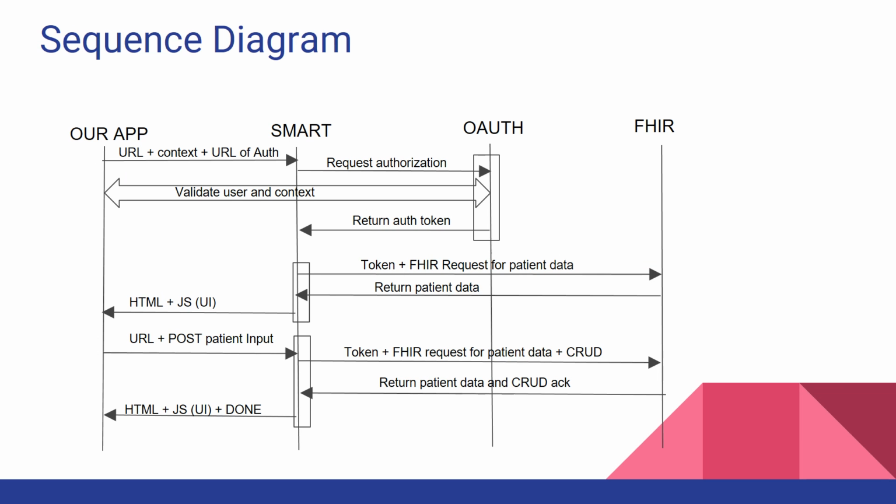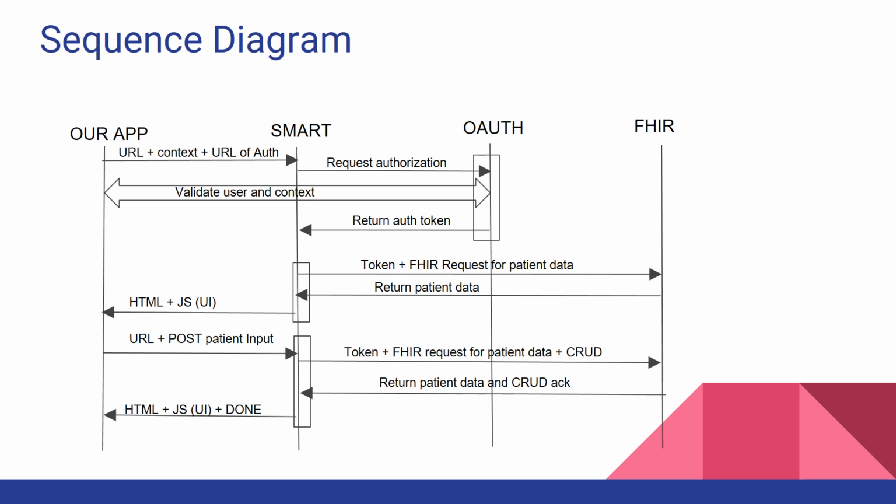This is the sequence diagram of our project. Our app will contact the Smart using the URL and the authentication context. Smart will in turn contact OAuth for requesting an authorization. Once the user is validated and the context is verified, OAuth will return an authentication token. Using this token, the request for the patient data is given to the FHIR server. The FHIR server will return us the patient data, and this is given to our app using the HTML and JS.